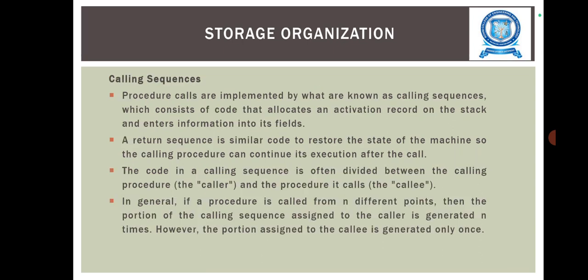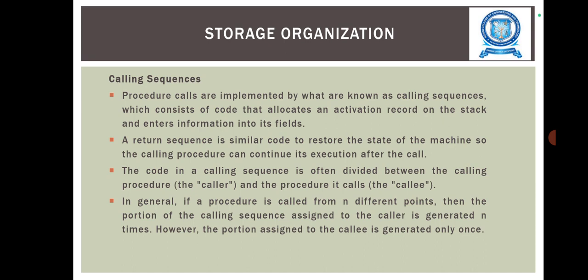Calling sequences. Procedure calls are implemented by what are known as calling sequences, which consist of code that allocates an activation record on the stack and enters information into its fields. A return sequence is similar code to restore the state of the machine so the calling procedure can continue its execution after the call. The code in a calling sequence is often divided between the calling procedure, that is the caller, and the procedure it calls, the callee.